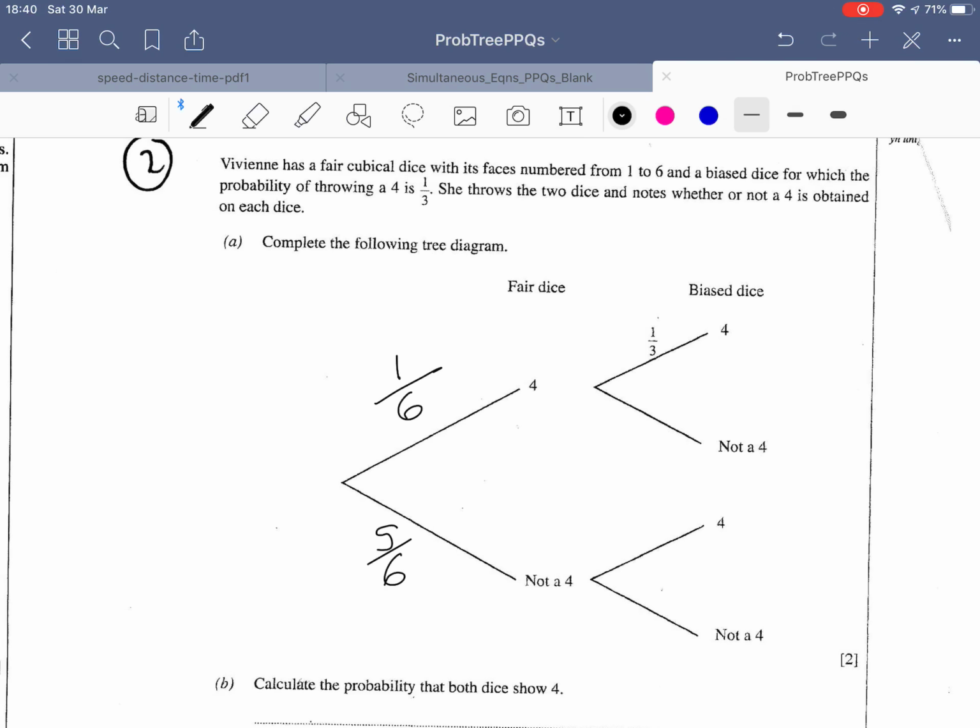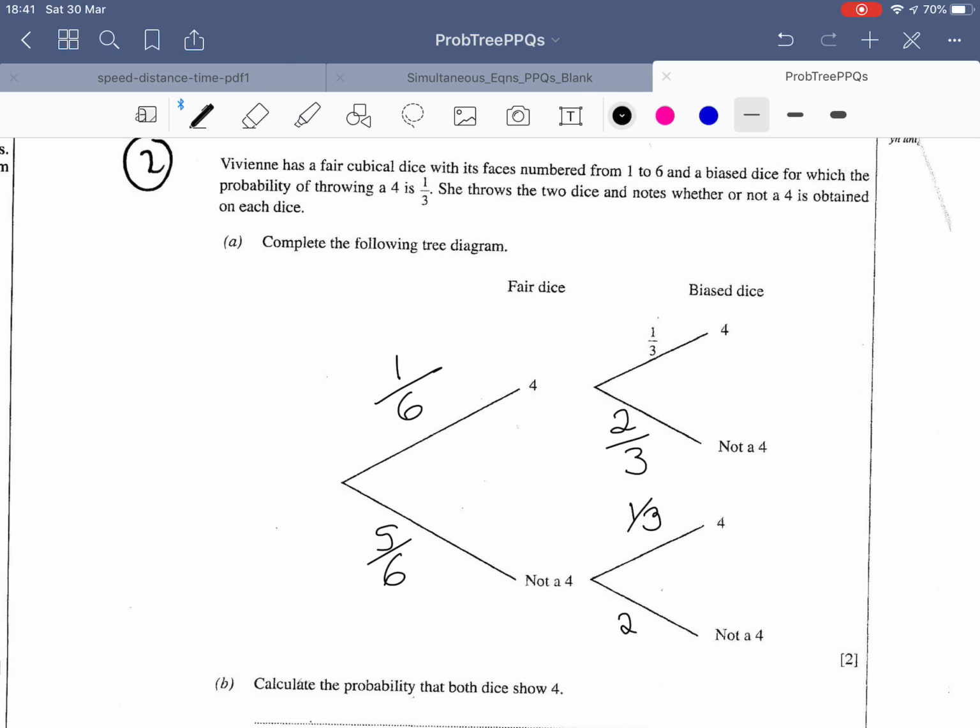Right, the biased dice: we've got 1/3 as the chance of rolling a 4. So not rolling a 4 gives us 2 out of the 3. Don't forget they've got to add up to 1. So because the bottom number is 3, they've got to add up to 3. And the biased dice stays the same, even if you roll a 4 or not a 4 on the fair dice, so that stays as 1/3, and that stays as 2/3.